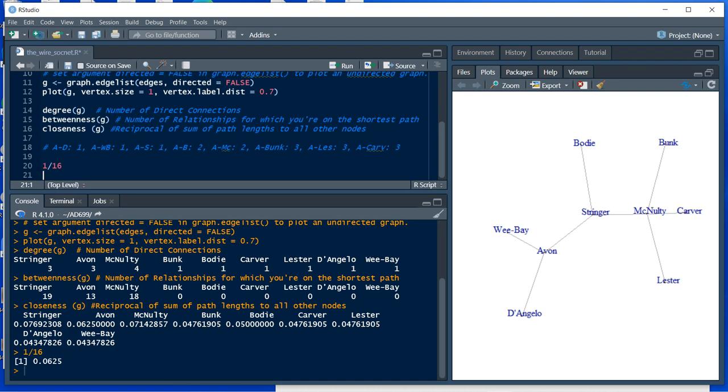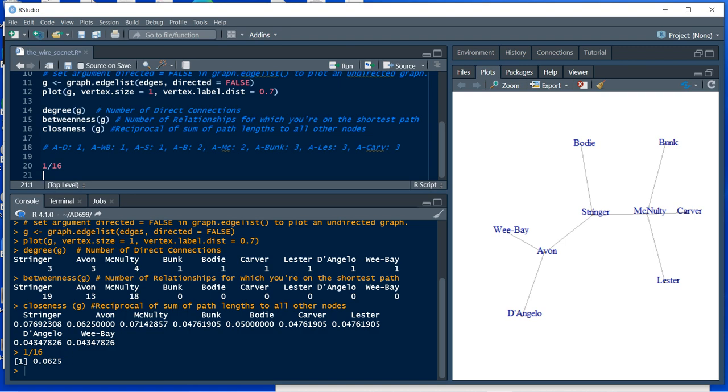We'll take someone with a relatively low score. So I'm going to pick Weebay for this. And with Weebay, rather than write it all out up here, I'll just go through and keep track of it as I go. So Weebay's closeness, we sum those path lengths. We'll start with Avon, we'll say that's 1. We'll go to D'Angelo, and that is 2. Weebay to Stringer is 2 more.